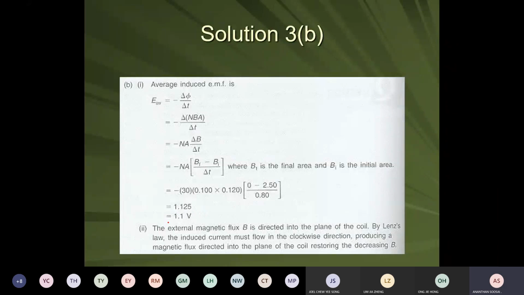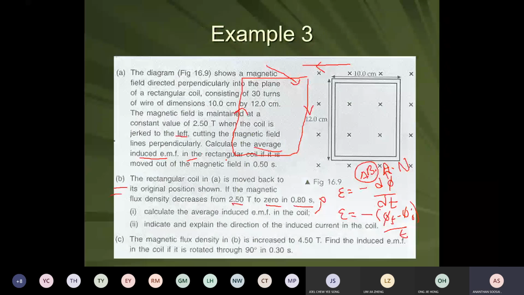So I hope everyone gets 1.125 volt. Because B is changing, flux is changing. Okay, any problem here? So we go back. Okay, next. 2.